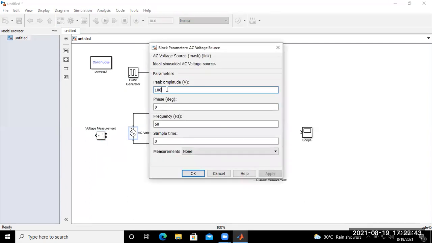What will be the value of the peak amplitude? V maximum, that means √2 into VRMS. So 230 into √2. I think something around 323 will come. 324.24. 323 point something is coming, right? Yes, sir. Okay, phase angle delay, just frequency equal to 50 hertz. So just apply and okay.